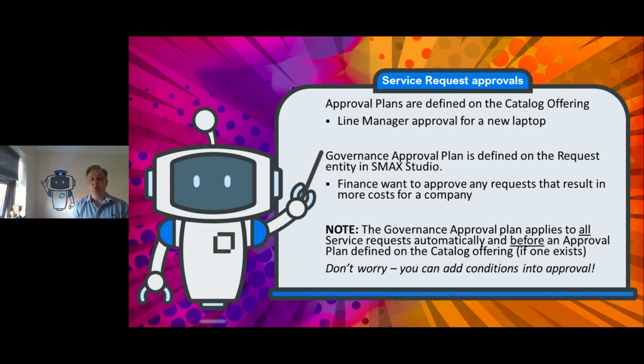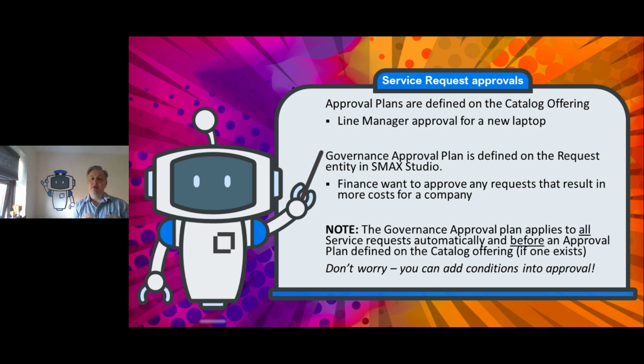It may be there's a standard corporate mobile phone, or if the user has been onboarded and wants to use their own mobile phone, it might be something that the line manager has to approve. So you can build that into your actual approval and have an approval plan for the specific offering related to that. Then you also have a governance approval plan as well.